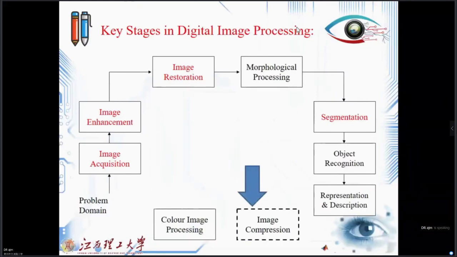First of all, let us see which parts of the key stages in digital image processing we have covered. We talked about image acquisition, image enhancement, restoration, and segmentation. Morphological processing is the next work that we will do, and color image processing. If we have time, we will work on object recognition and representation and description. Otherwise, from our main part of digital image processing, the red part is finished. Today I will talk about image compression. I think next week we also have some talk regarding that, and then we go for morphological processing and color image processing.